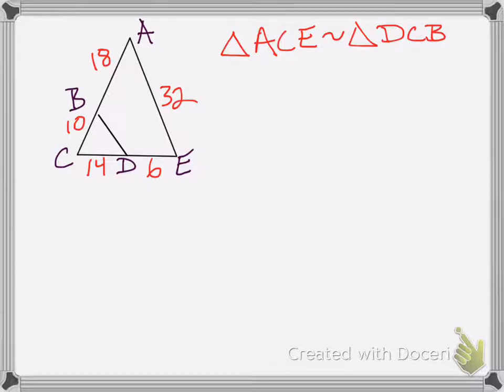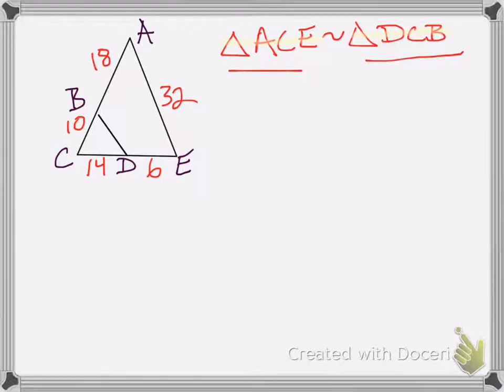This is number 6 from our test that we're having a tough time with. Here's the picture that was given to us. We were told that triangle ACE is similar to triangle DCB. My advice to you always, when you get a picture that you're not sure about, redraw the triangles. Use the information that they gave us, what they told us. ACE is similar to DCB. Redraw your picture, and you may have an easier time figuring this out.